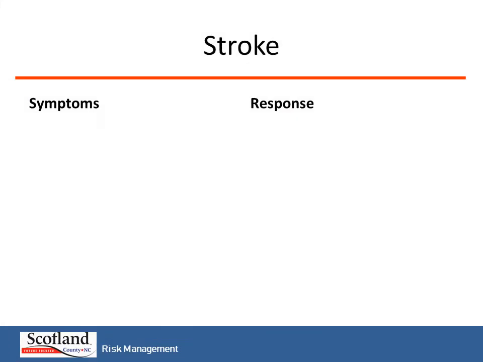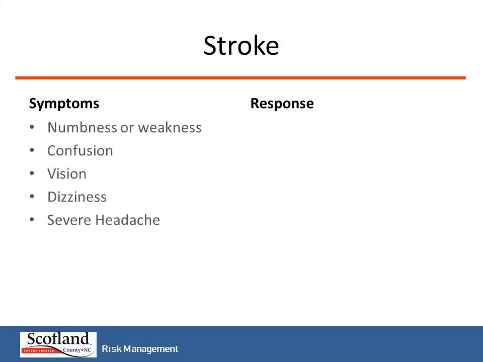Stroke. The symptoms of a stroke are sudden and include numbness or weakness of face, arm, or leg, especially on one side of the body, confusion, trouble speaking or understanding, trouble seeing in one or both eyes, problems walking, dizziness, loss of balance and coordination, severe headache with no known cause.